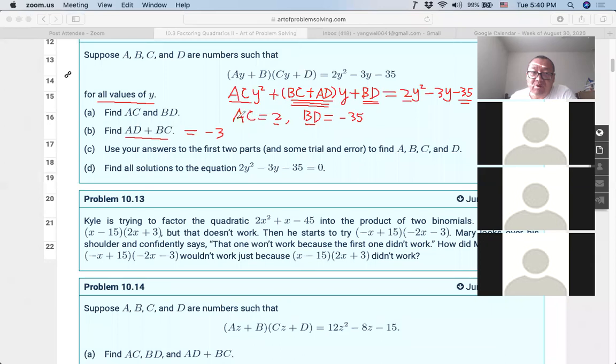Say A times C equals 2. You only have one way to factor this, 1 and 2, right? You can write 2 on the top, 1 on the top, 1 on the bottom. You can also switch this; it does not matter. Now, this is A, and this one is C. Now, B times D equals negative 35.